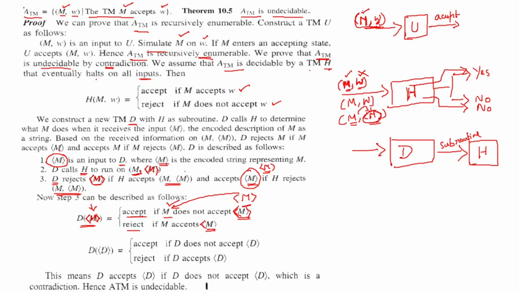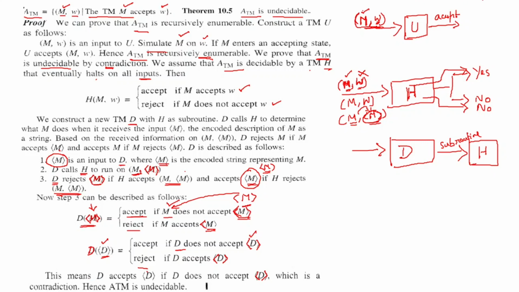Now what we will do is pass the encoded D to the Turing machine D itself. So what will happen in that case? Then D will accept if D does not accept the encoded version of itself, and it will reject if D accepts the encoded version of D. This means D accepts encoded D if D does not accept encoded D, which is nothing but a contradiction. Of course, this sounds very confusing, but you have to go through the steps.